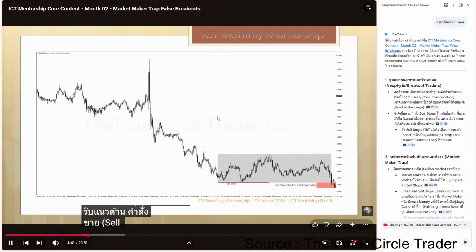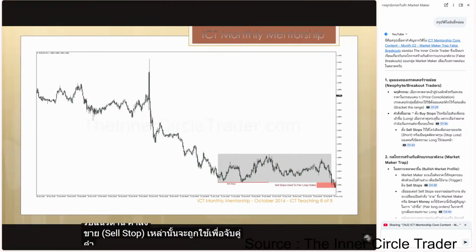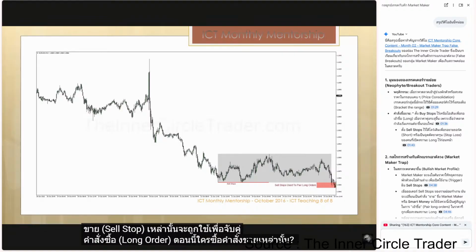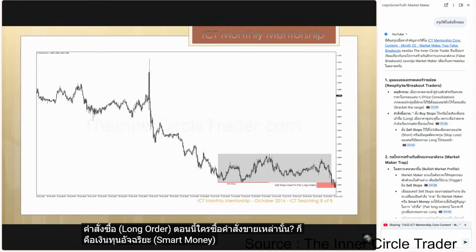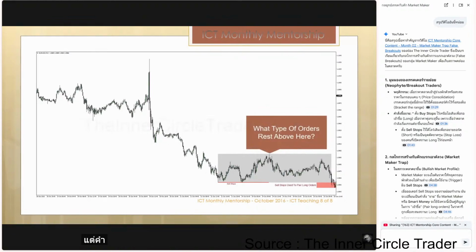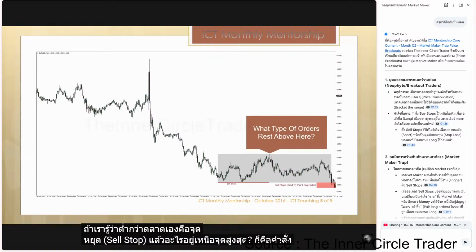consolidation, those sell stops are used to pair long orders. Now, who's buying those sell stops? It's smart money. But what types of orders rest above here? If we know below the marketplace it's sell stops, what's resting above the highs?